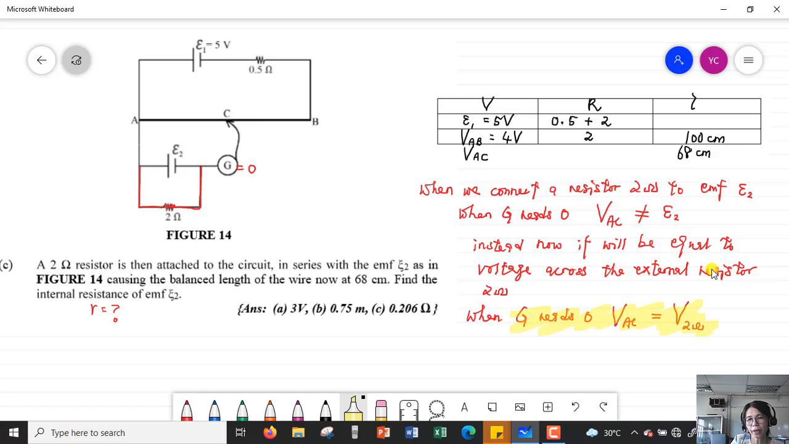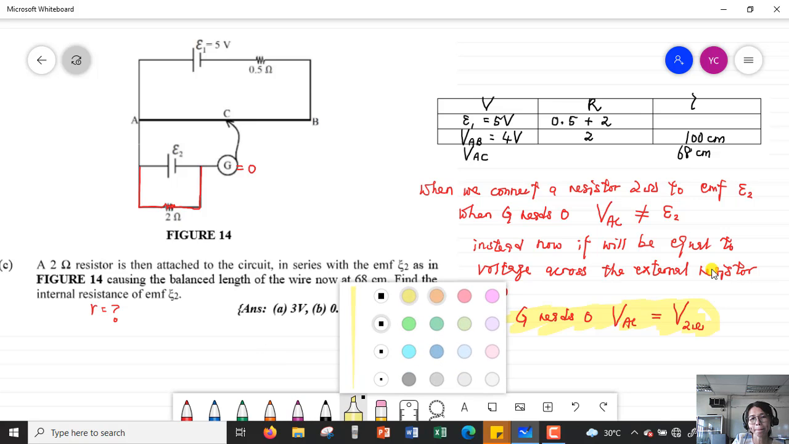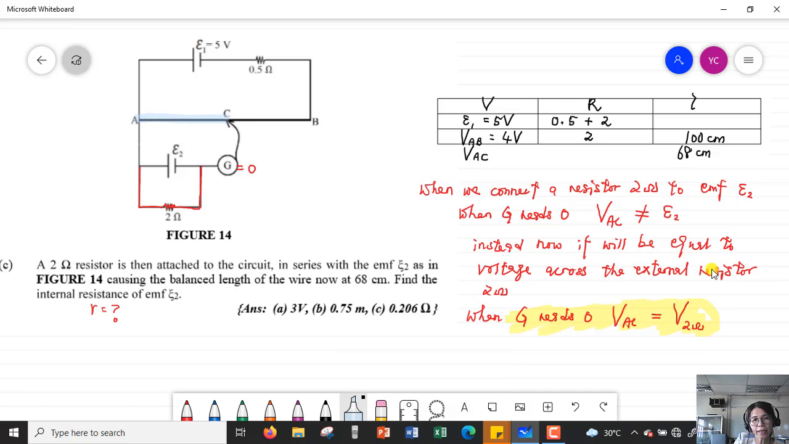So now, at the balance length, when G reads zero, the voltage AC, I highlight it, will equal the voltage across the 2 ohm resistor. So we write here that VAC will equal the voltage across the 2 ohm resistor. So we first get the voltage across the 2 ohm resistor. Only then can we relate it with the EMF of the battery and determine the internal resistance of the battery.